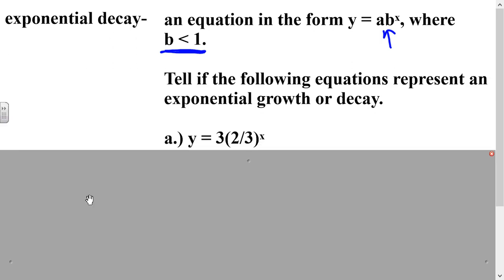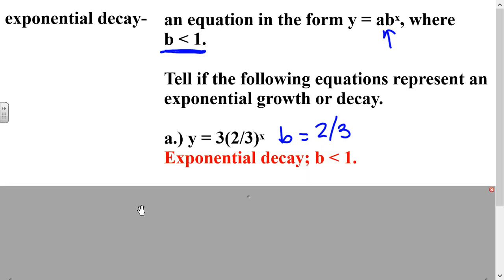So we're going to look at a few different examples, and we're going to tell if the following equations represent an exponential growth or decay. So if we look at this equation and we compare it to our original equation, y equals a times b to the x power, b in this case would equal 2/3, and so that is less than 1. So this one is going to show exponential decay.